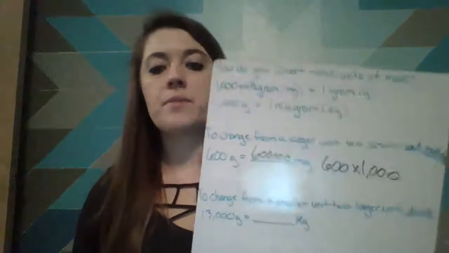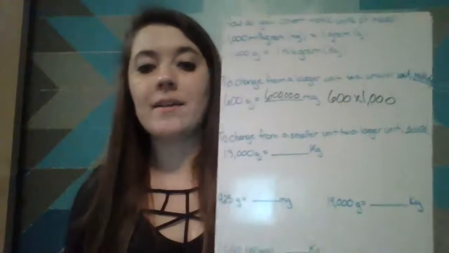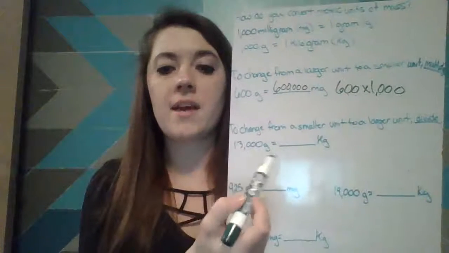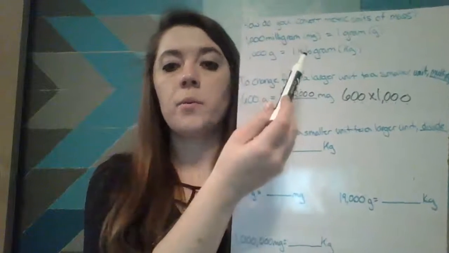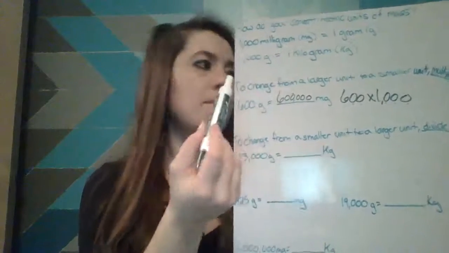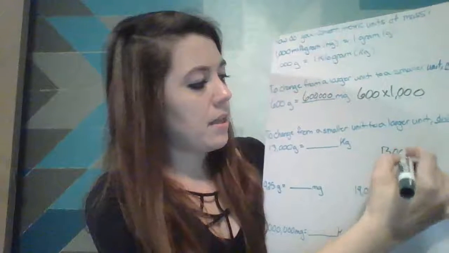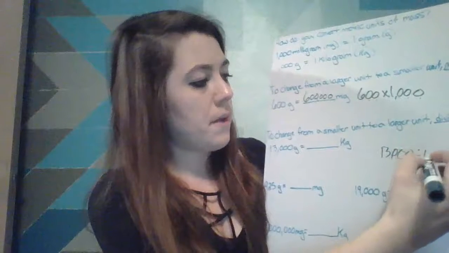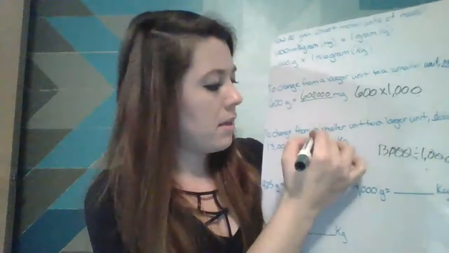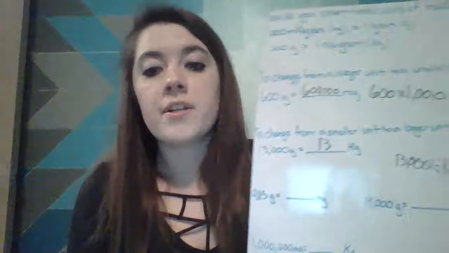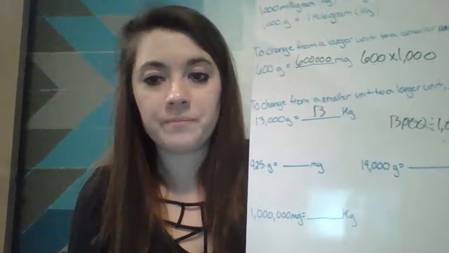All right, the next one. To change from a smaller unit to a larger unit, we divide, just like before. So we've got 13,000 grams equals how many kilograms? Well, 1 kilogram is 1,000 grams, so we're going to divide by 1,000. 13,000 divided by 1,000. The zeros all go away. So 13,000 grams is the same thing as 13 kilograms.